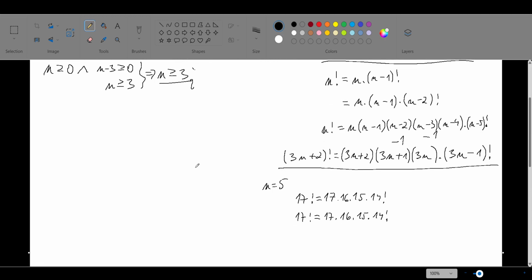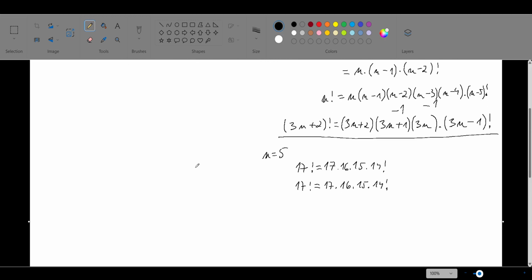Okay, let's go to the next example, which is going to be again something very easy. n factorial over n times n minus 1 factorial is equal to, probably there are a couple of students who already can see that the result is 1.